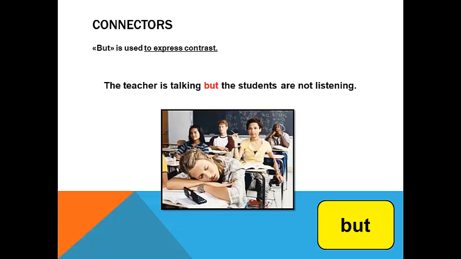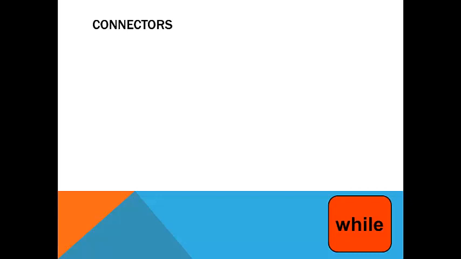Let's continue with this. The connector while. The connector while is used to express two activities happening at the same time. Como pueden ver, connector while, para expresar dos actividades que suceden o que están sucediendo al mismo tiempo. Let's see some examples here.